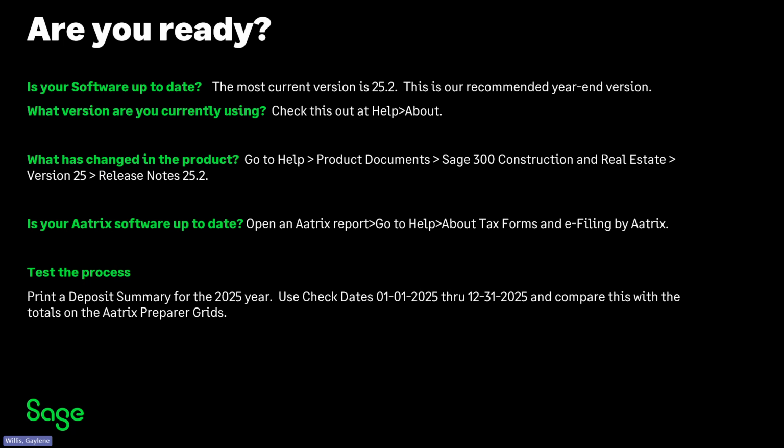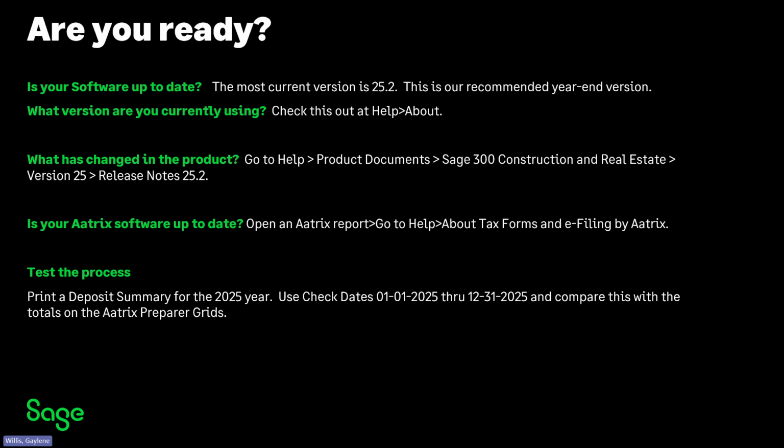Unsure about what has changed in the product? Even if you're not on the latest update, your product documents will show you what has changed in the most current update and what changed in previous updates. That's under Help, Product Documents, Sage 300 Construction and Real Estate. For this year, it's going to be version 25 and Release Notes 25.2. So even if you are not on this version, you can still see what's changed in this version.